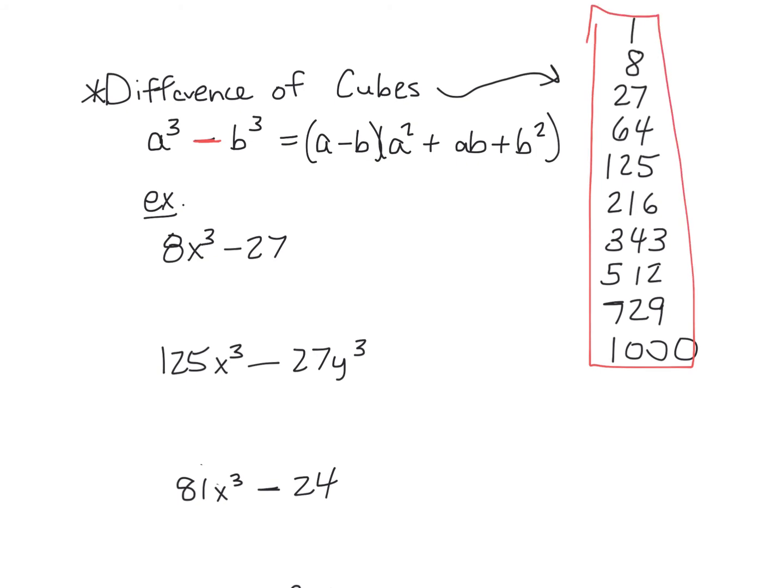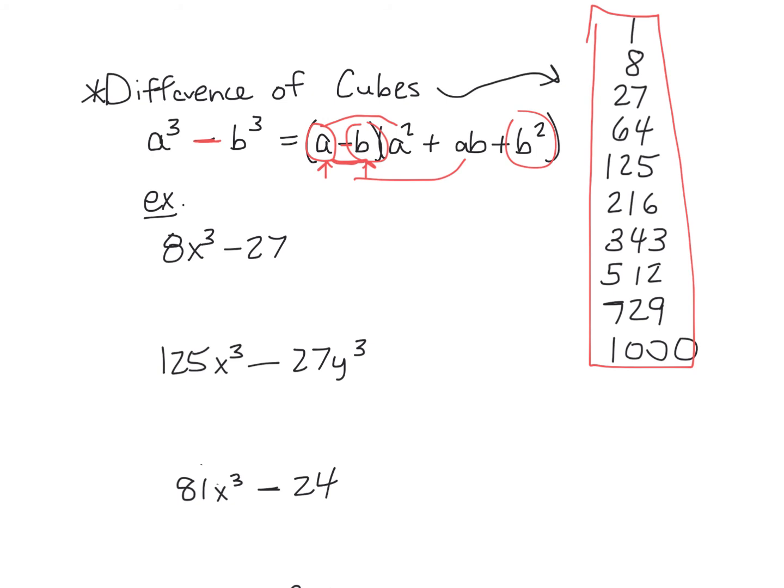Because 1 cubed is 1, 2 cubed is 8, 3 cubed is 27, 4 cubed is 64, and so on. So you can see how to factor this: we take the cube root of the first term and the cube root of the second term, and the minus sign stays. And then we are going to square this term to get the a squared. We're going to multiply these two together to get the ab, and we're going to square this term to get the b squared.